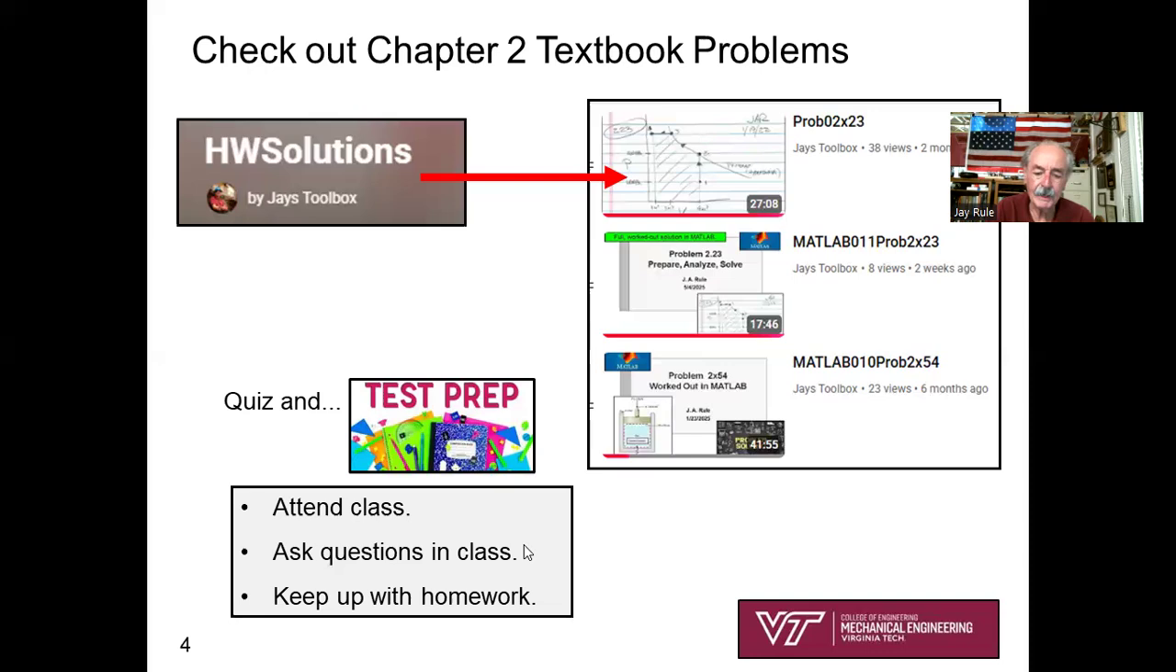And of course, the other part is keeping up with your homework. I really want to encourage you to keep up as your homework is assigned. I know there are a lot of time constraints that you have, and you're taking a good number of classes. But do your best to keep up with your homework as it's assigned.